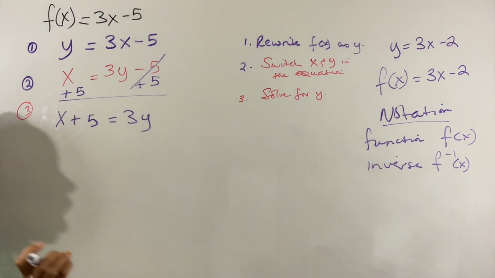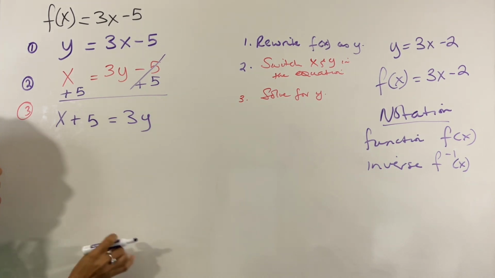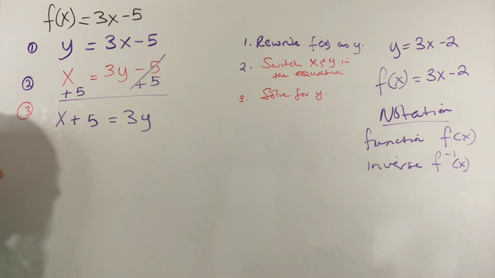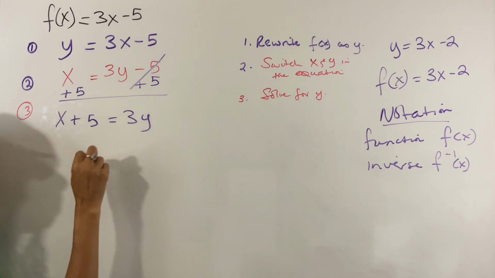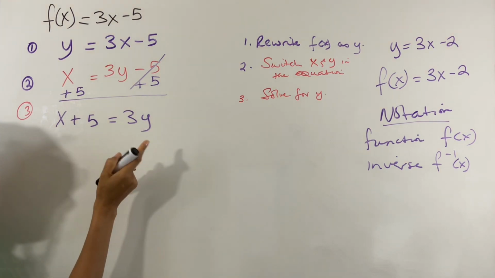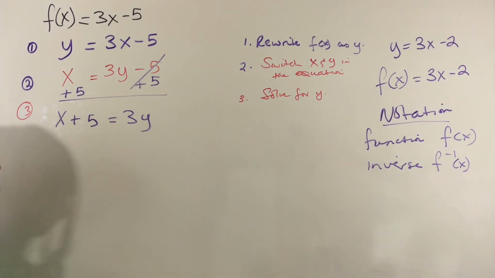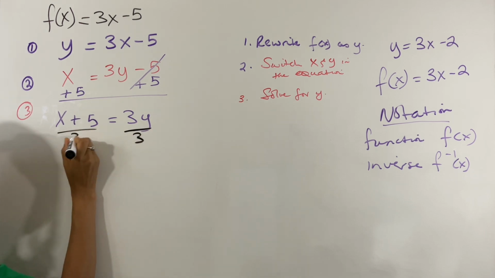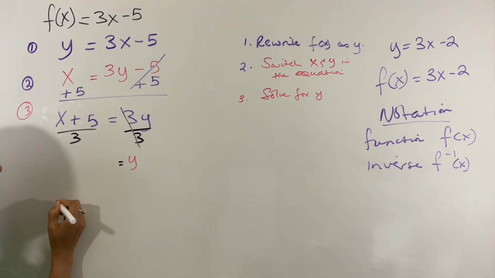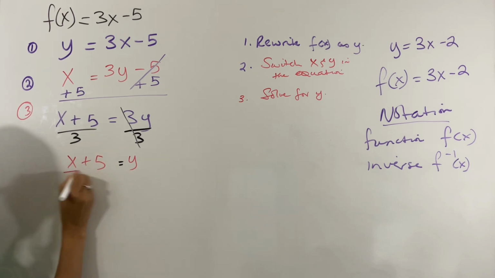But we're not done. We are solving for y. Y is not by itself. Because y is not by itself, we need now to see what is happening to y. You will notice here that y is being multiplied by 3. In order to get rid of it, we are going to use the inverse of that, which is dividing. So the inverse of multiplying is dividing. So we're going to divide by 3. And whatever we do on one side, we must do on the other side. And that will cancel out. So now we are going to be left with y equals x plus 5 over 3.